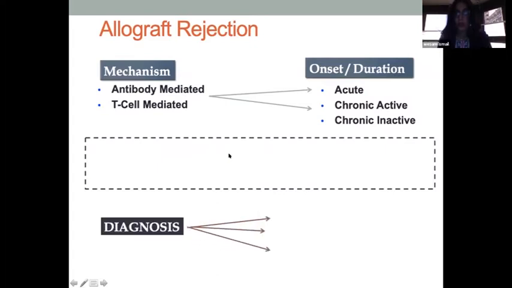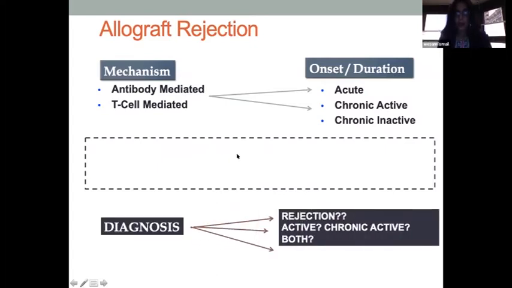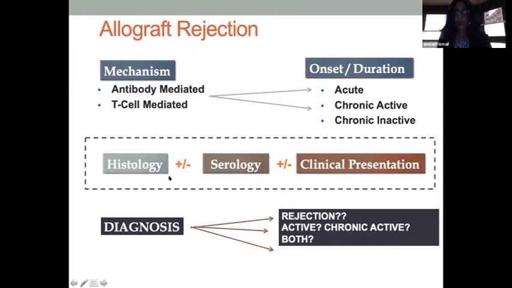How do we classify this? We classify these diagnoses according to histology, plus or minus serology, plus or minus clinical presentation. The plus or minus here refers to the availability, not the importance. So if you don't have DSA, you have to rely more on histology and the clinical presentation of the patients, because we all know that patients can also reject subclinically. This is why the best diagnosis is reached by integration of the 3 entities: histology, serology, and clinical presentation.